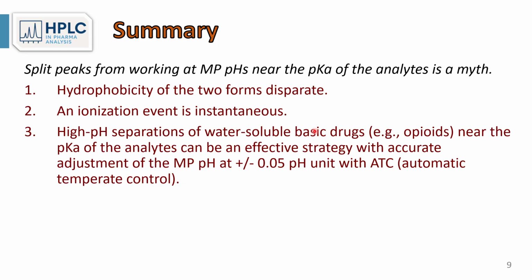And number three, we show a high pH separation of two water-soluble basic drugs, two opioids, near the pKa of the analyte. And actually, this is an effective strategy if one can accurately adjust the mobile phase pH to plus or minus 0.05 pH unit, which is possible with a pH meter and electrode pair with ATC, standing for automatic temperature control. So even though it's not robust, it's possible to operate under those conditions.